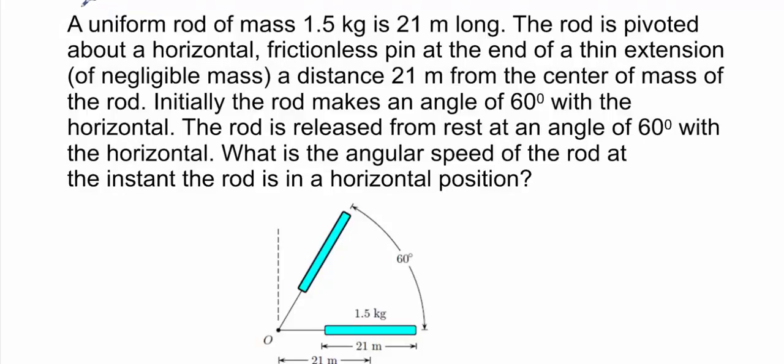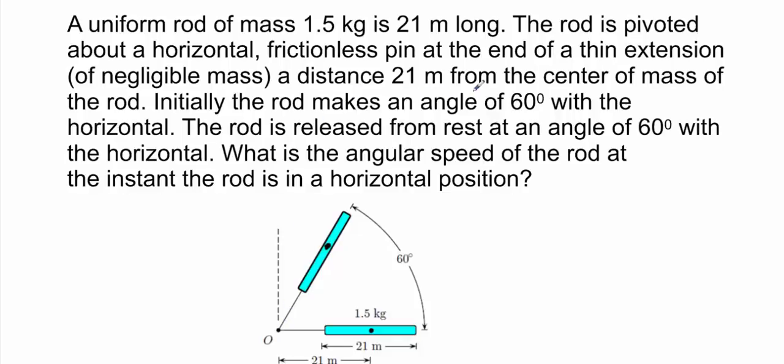In this problem, I have a uniform rod of mass 1.5 kilograms. It's going to be 21 meters long. The rod is pivoted about a horizontal frictionless pin located right here at the end of a thin extension of negligible mass, a distance of 21 meters from the center of mass of the rod, meaning the center of mass is approximately about there. So the distance from here back to the rotational point is going to be 21 meters.